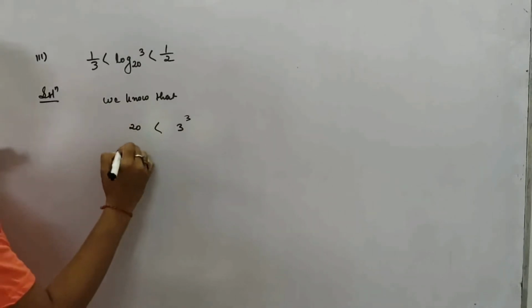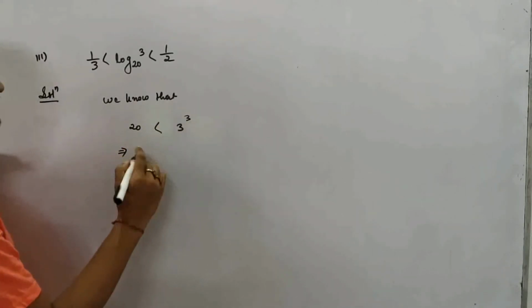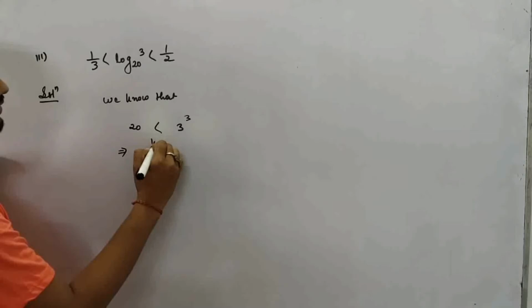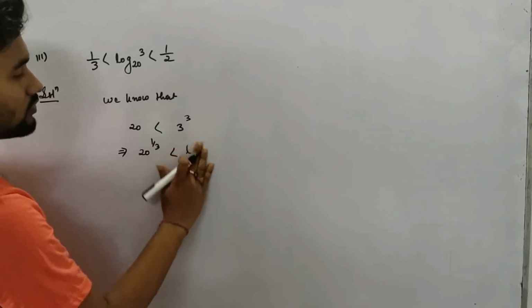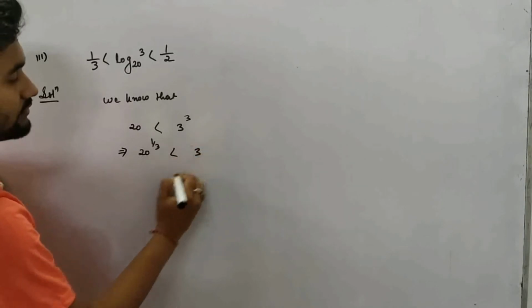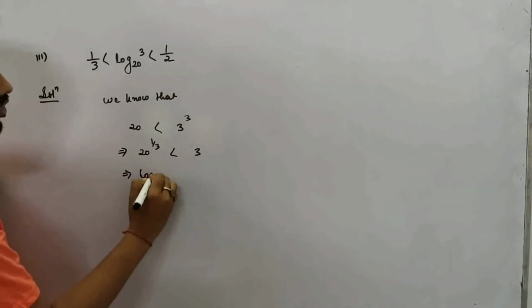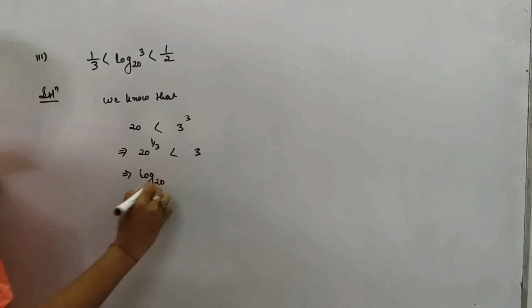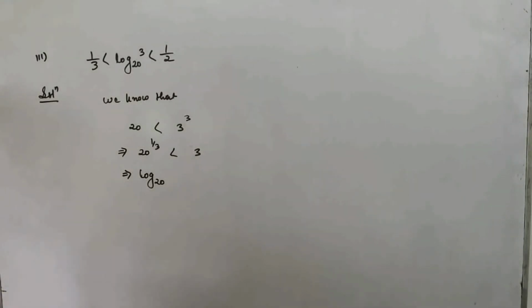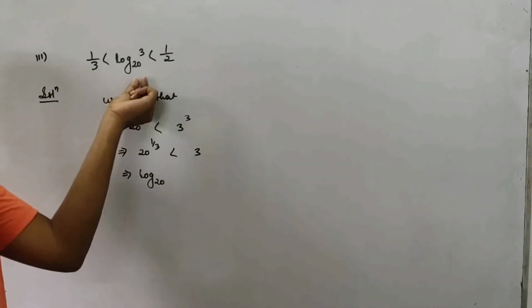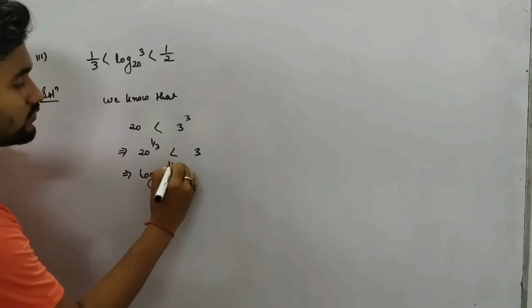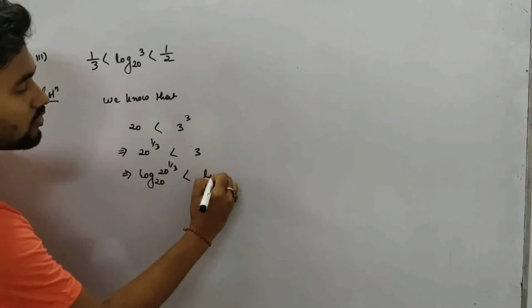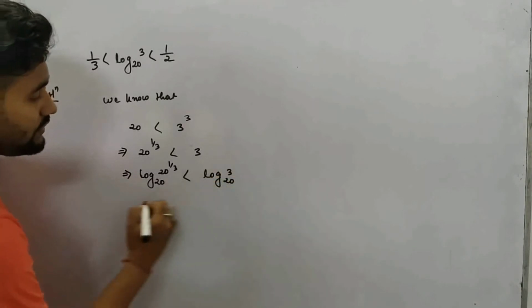Okay. So now you have to make this 3 empty, so 20 to the power 1 by 3 is less than what? Not log of, is 3. So now take log, this time you take the base as what? 20, okay? This time since 20 is there, you have to take the base as also 20. So 20 to the power 1 by 3 less than log of 3 base 20.